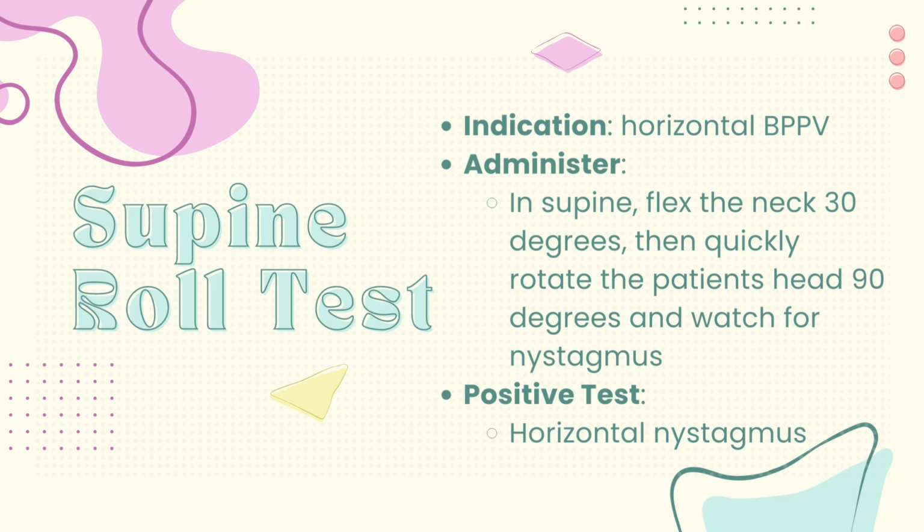So geotropic nystagmus means the nystagmus is towards the ground, which will indicate canalolithiasis. So geotropic, towards the ground, G and G. And the side of involvement will be the side of the more intense nystagmus. Apogeotropic nystagmus means the nystagmus is away from the ground, so A and A. And that would indicate cupulolithiasis, and the side of involvement would be the side of less intense nystagmus.